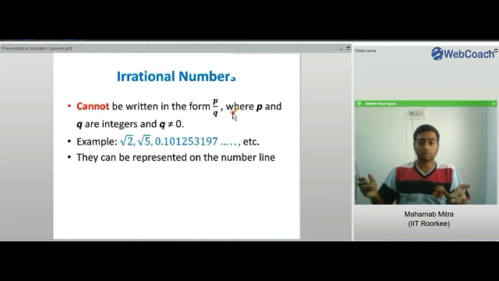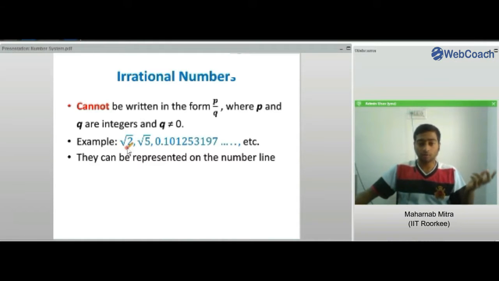If q is 0, then it won't be possible to represent in the form p by q, right? That means irrational numbers are those which can't be written in the form p by q, where p and q are integers and co-prime and q not equal to 0, right? They can be represented only and only by their original forms.